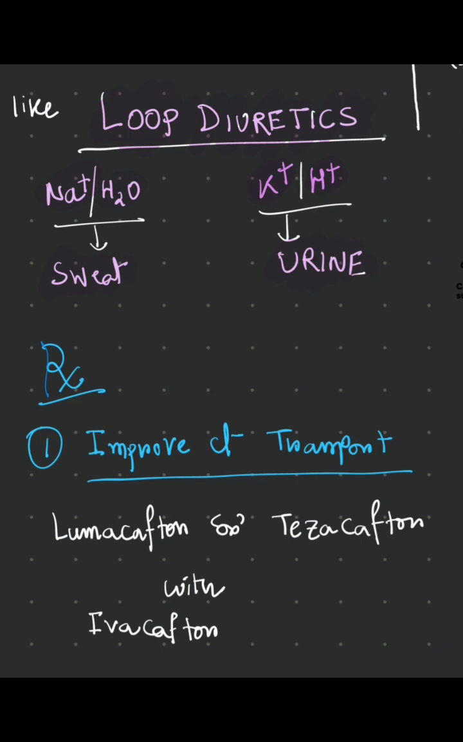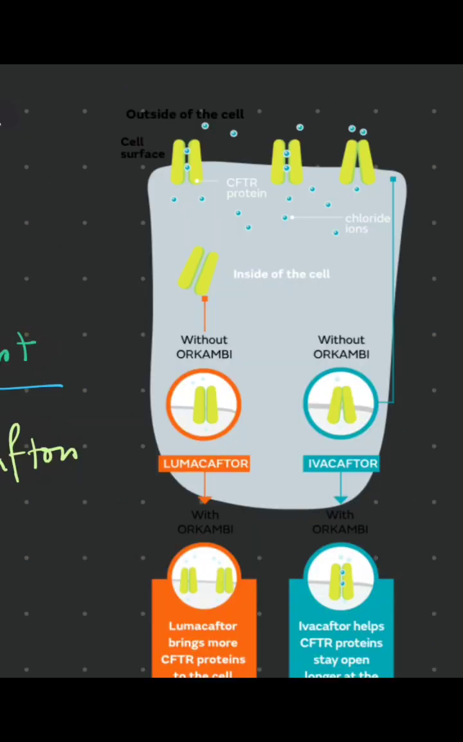So now, to improve the chloride channel transport, we have some drugs specific for this condition, like lumacaftor or tezacaftor, which is given along with ivacaftor. So let's see how these drugs basically work. Lumacaftor or tezacaftor basically help these CFTR proteins to come back to the cell membrane. And ivacaftor, on the other hand, helps these channels to stay open for a longer period of time, so that they can transport the chloride ions. So that's how these drugs work.